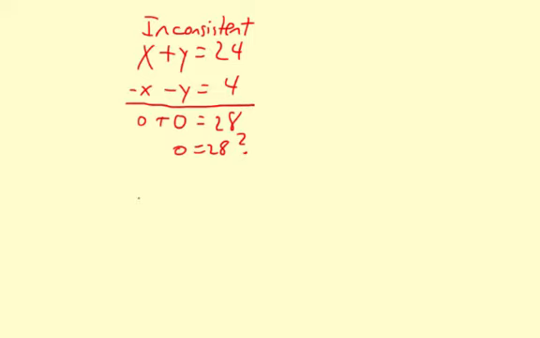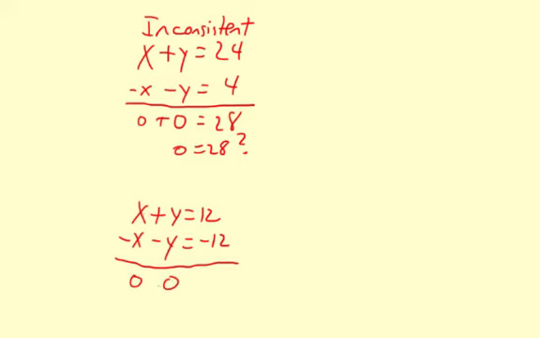What if you have something like this? X plus y equals 12, and then negative x minus y equals negative 12. X minus x is 0, y minus y is 0, 12 minus 12 is 0, so we get 0 equals 0.